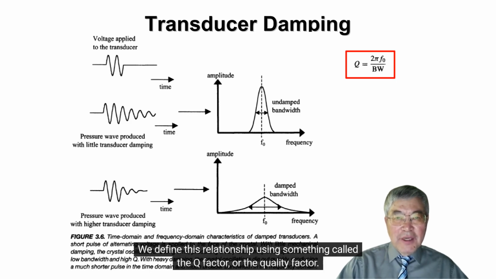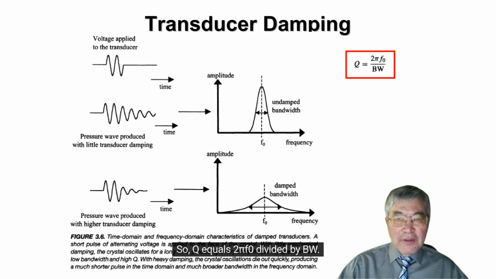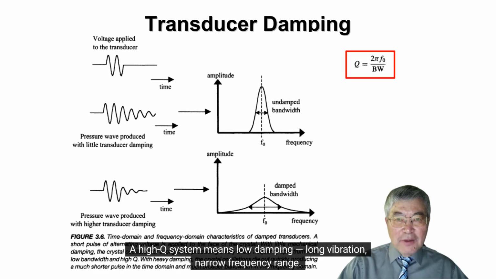We define this relationship using something called the Q factor, or the quality factor. Mathematically, Q equals 2 pi times the central frequency divided by the bandwidth. So Q equals 2πf0 divided by BW. A high Q system means low damping, long vibration, narrow frequency range. A low Q system means strong damping, short vibration, wide frequency range.